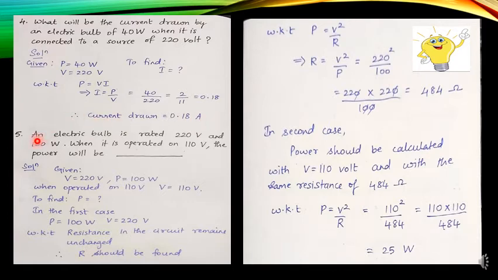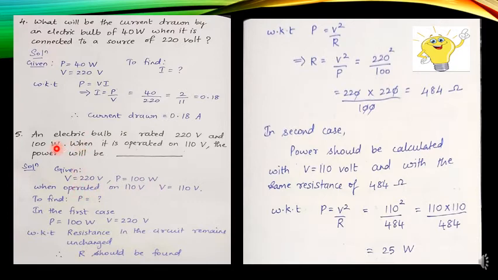Next one. An electric bulb is rated 220 volts and 100 watts. When it is operated on 110 volts, the power will be dash. You are going to find out the power in this case. What is given? Voltage is given. So V is equal to 220 volts and power is 100 watts.